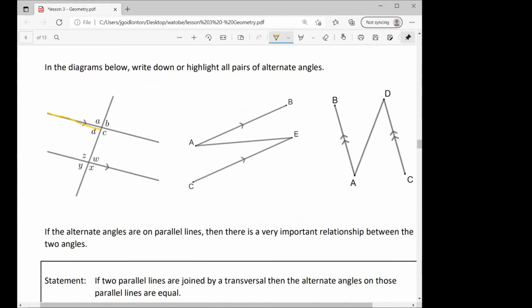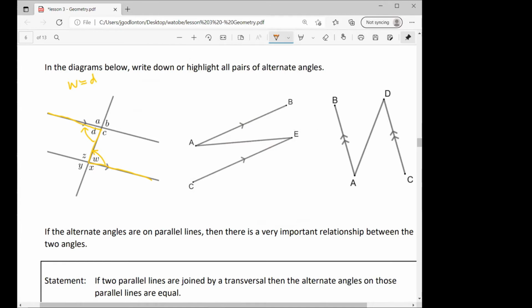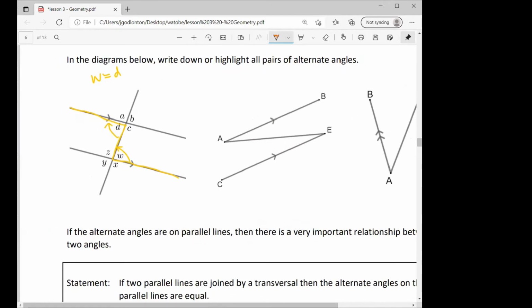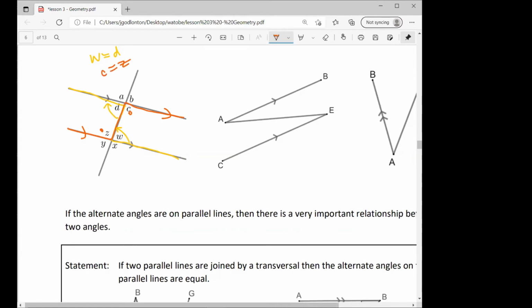In the first one, I'm going to give you one, and I want you to give me another one. So if I'm looking there, I can see that there's my Z. So I can see that W is equal to D. Can you find another Z in this and tell me which letters would be equal to what? Where would be my other Z? Remember that they have to be part of my parallel lines to be a Z. C and Z. Beautiful. So there, those are my two parallel lines. C and Z would also be equal because of alternate angles.